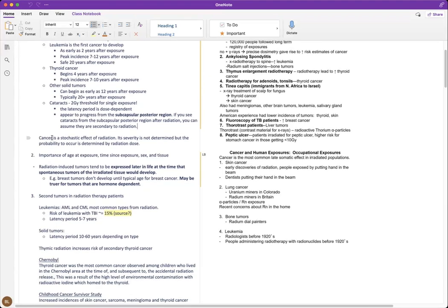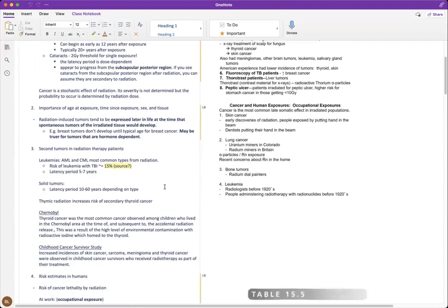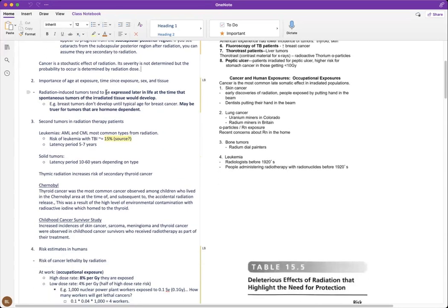Cancer is a stochastic effect of radiation. Its severity is not determined, but the probability to occur is determined by radiation dose. Radiation-induced tumors tend to be expressed later in life, at the time that spontaneous tumors of that tissue would have developed. So if a young girl gets radiation to her breast, she probably wouldn't develop breast cancer until the typical age that she would have breast cancer. This might be truer for tumors that are hormone dependent.